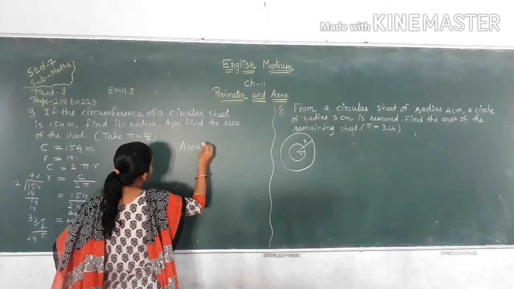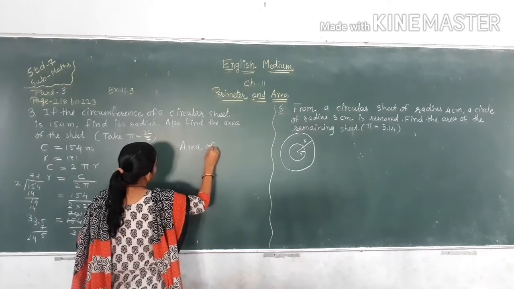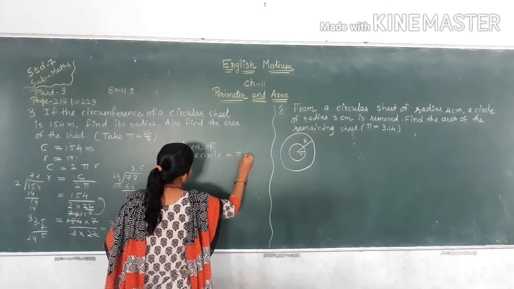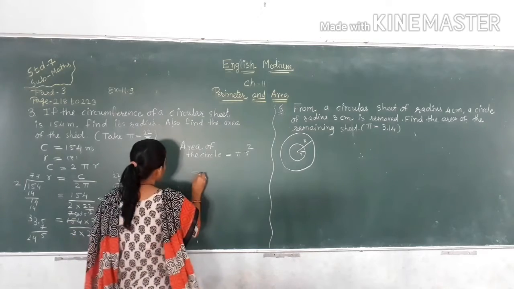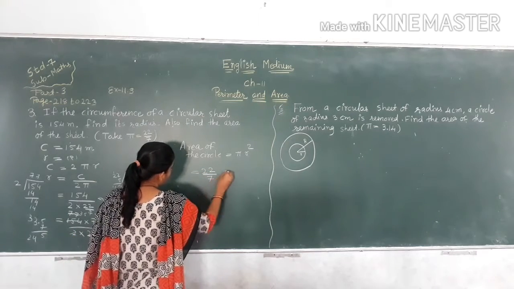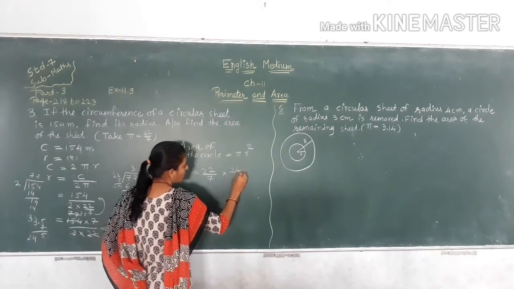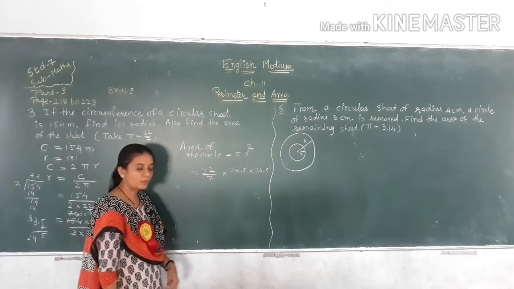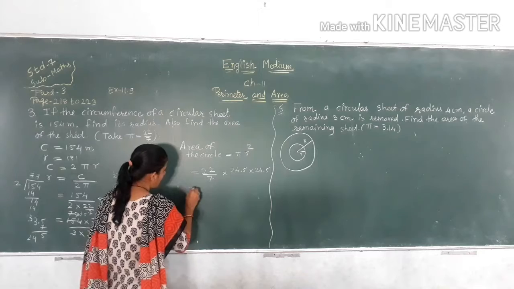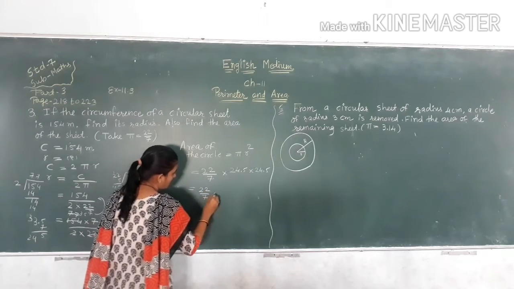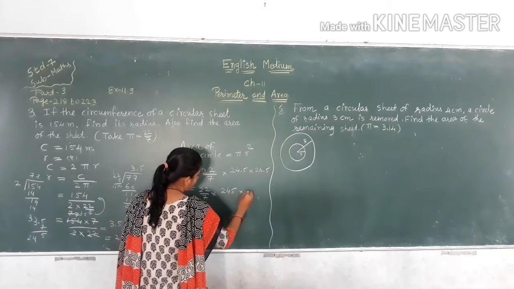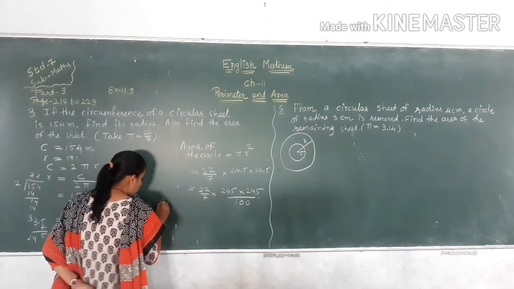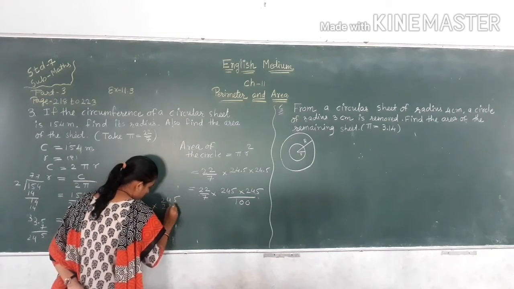Area of a circle. Area of the circle formula is equal to pi r square. Here pi is equal to 22 out of 7 and r square is equal to 24.5 and 24.5. Now 22 out of 7 multiply 245 multiply 245 out of 100. Now 245 multiply 245.